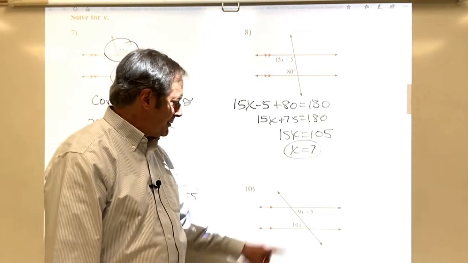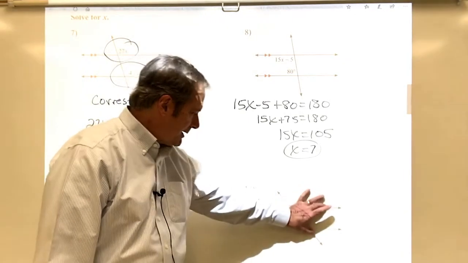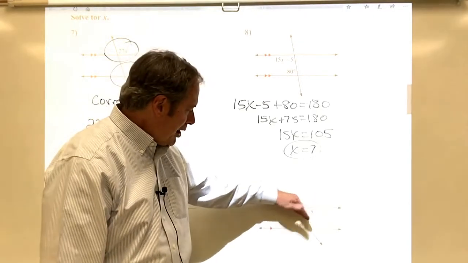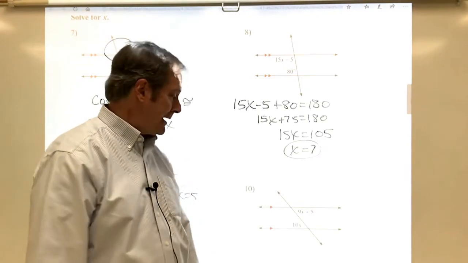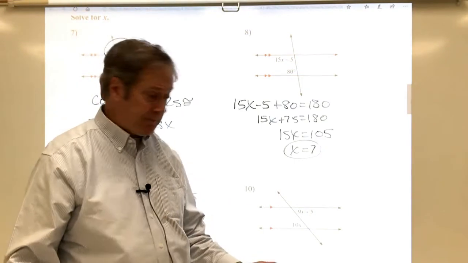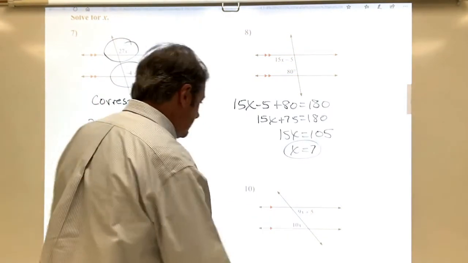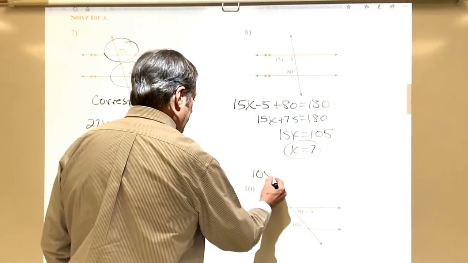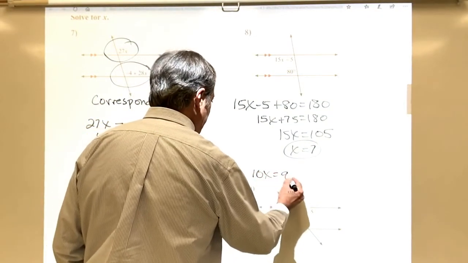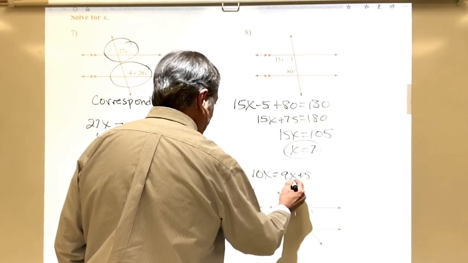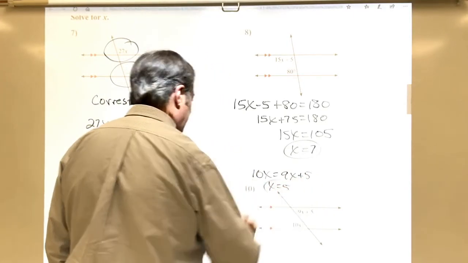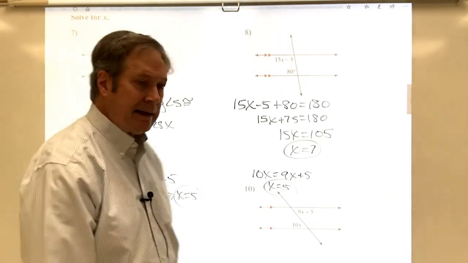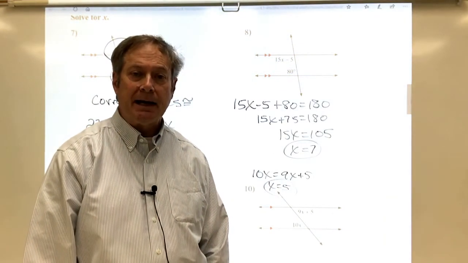Now, example 10. These two angles are on the interior, and they alternate over the transversal. So these are alternate interior angles, always congruent. So once again, we just set them equal to each other. We'll say 10x is equal to 9x plus 5. Subtract 9x from 10x, and you're left with x is equal to 5. And that's problem 7, 8, 9, and 10.